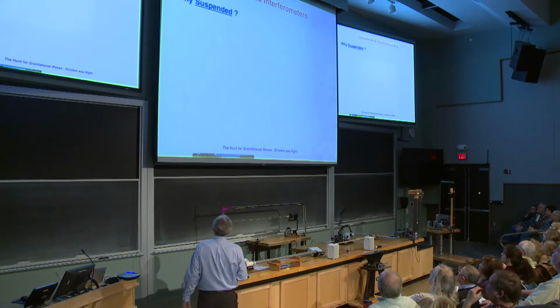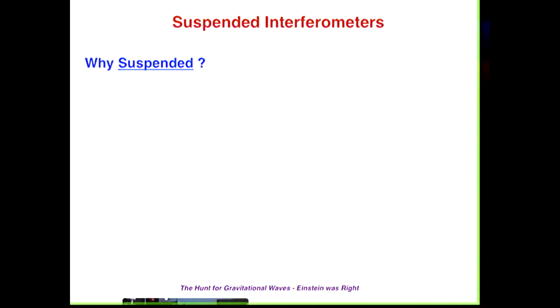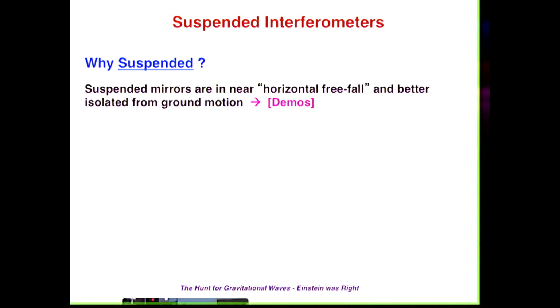Okay, now, I said these are suspended interferometers. Why is that? Well, suspended mirrors are in near horizontal free fall. They are, in some sense, constrained vertically, obviously. They're being pulled down by gravity. They're being pulled back up by wires or fibers in this case. But horizontally, they're not really constrained much at all. So they're free to respond to the passage of a gravitational wave.